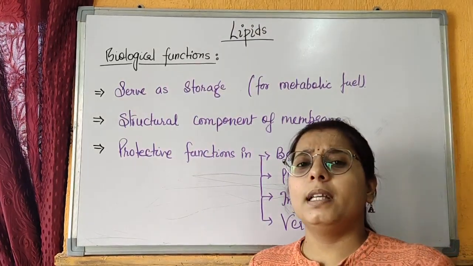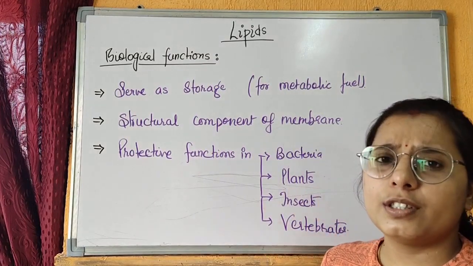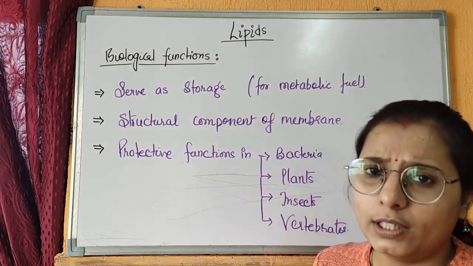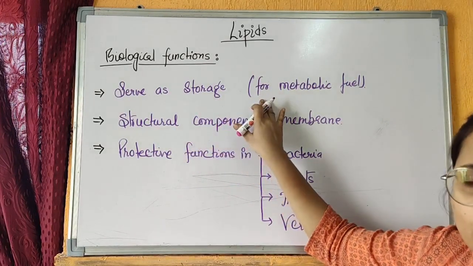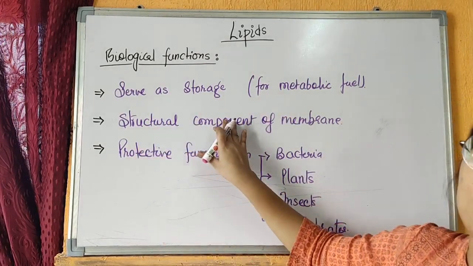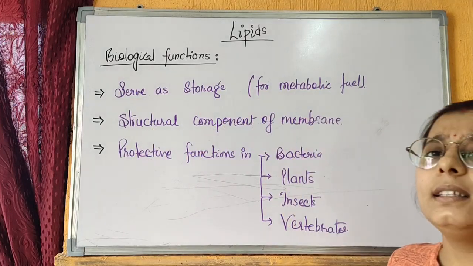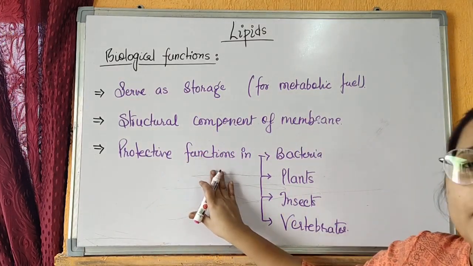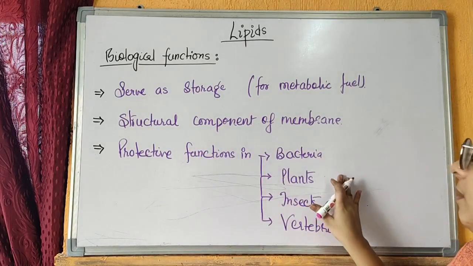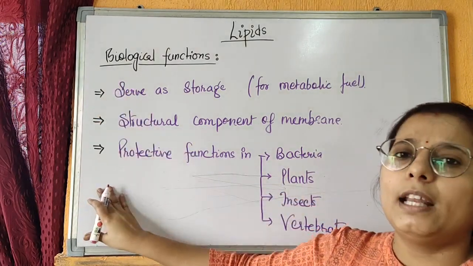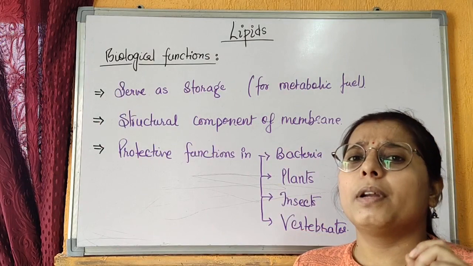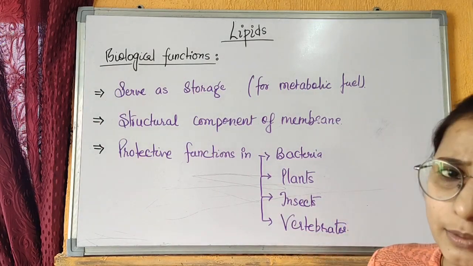The three major biological functions of lipids in the living world are: they serve as a storage for metabolic fuel, they are structural components of the membranes, and third, they have protective functions in bacteria, plants, insects, and vertebrates. These are the three major biological functions lipids perform in the biological world.